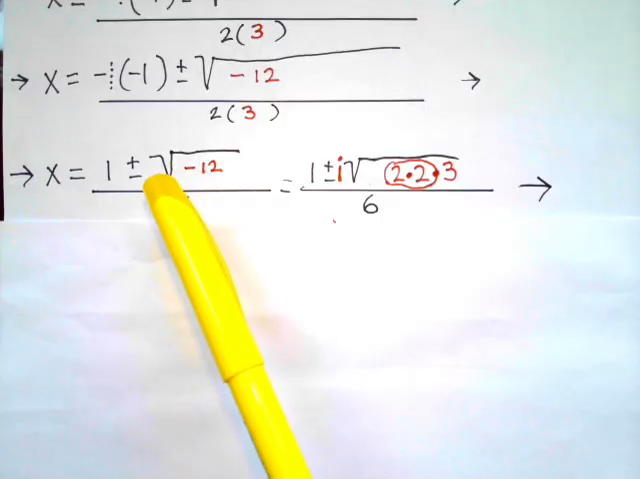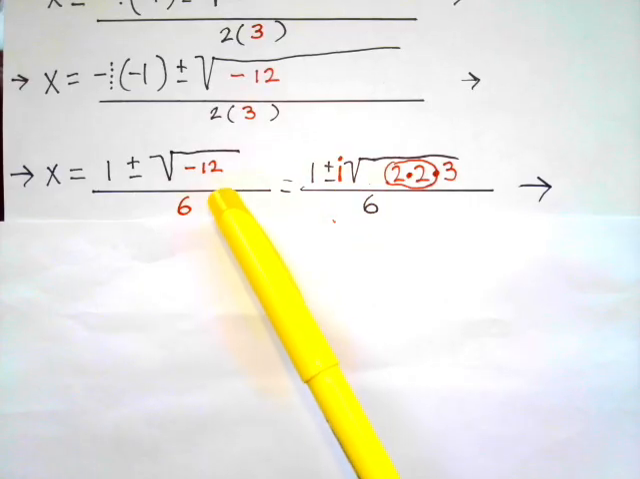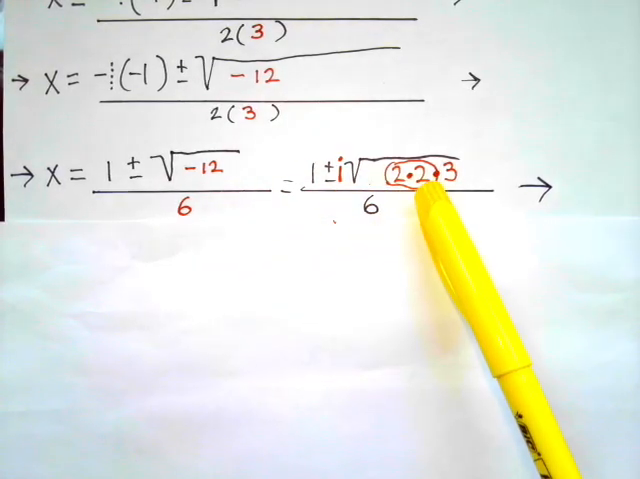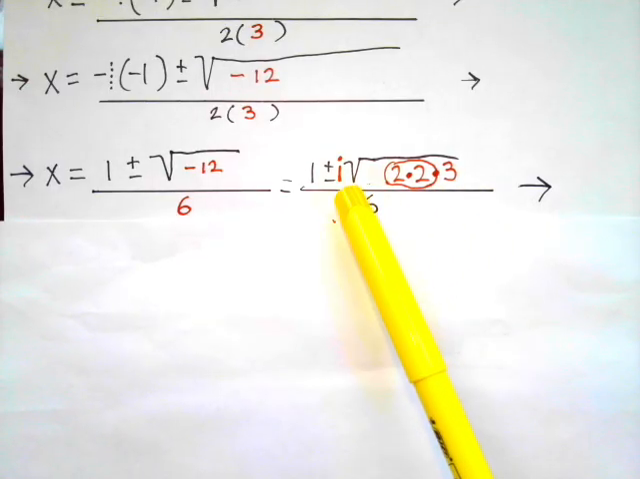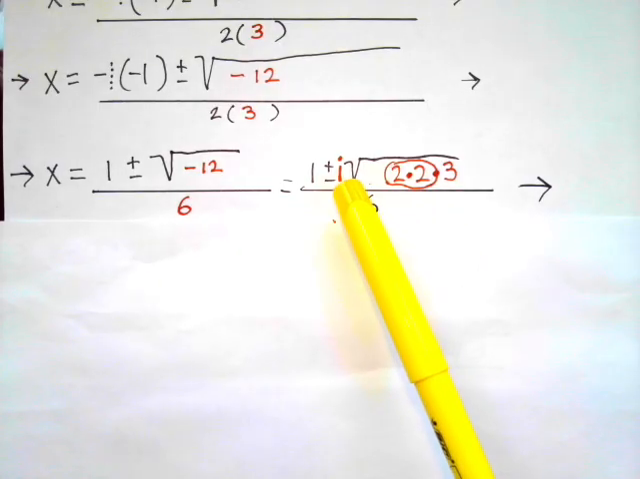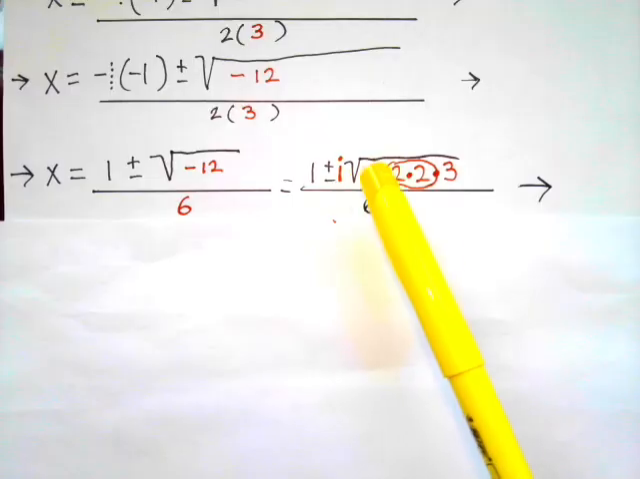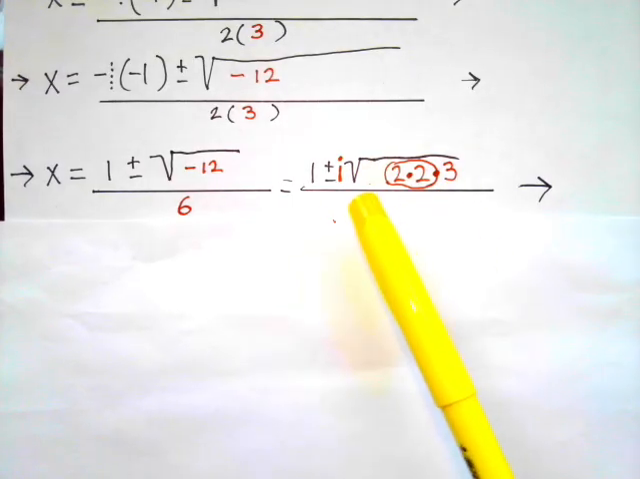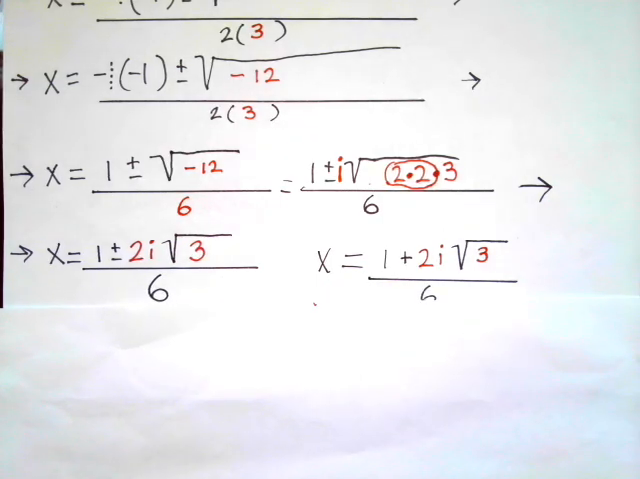I'm going to pull that negative out. I'm going to show the i for imaginary number, and that 12 simplifies to 2 times 2, which is 4, times 3. So I can pull one value of 2 out. Since this is a square root and I got 2 values, I can pull 1 out. It's going to be 1 plus and minus 2i times the square root of 3, all divided by 6. And I'm showing you that here.